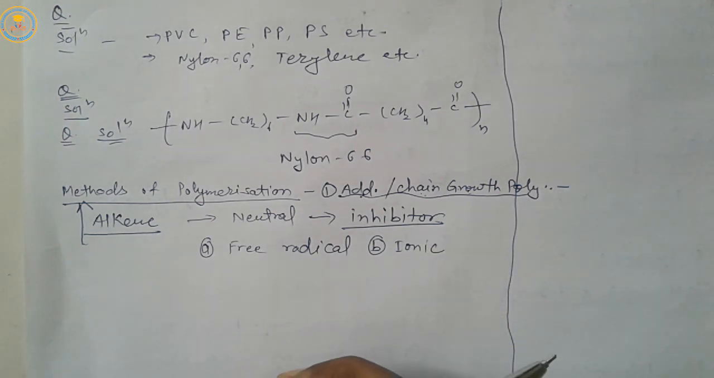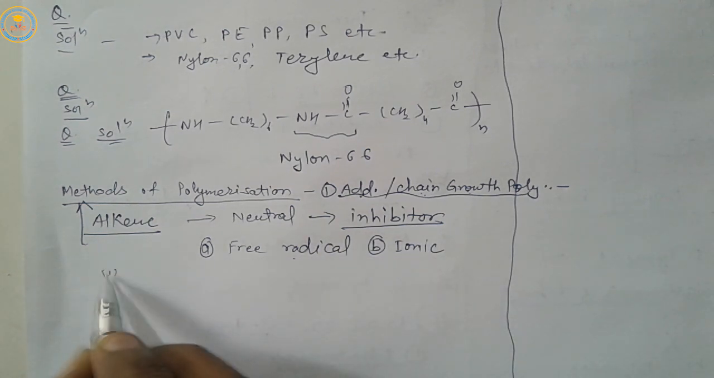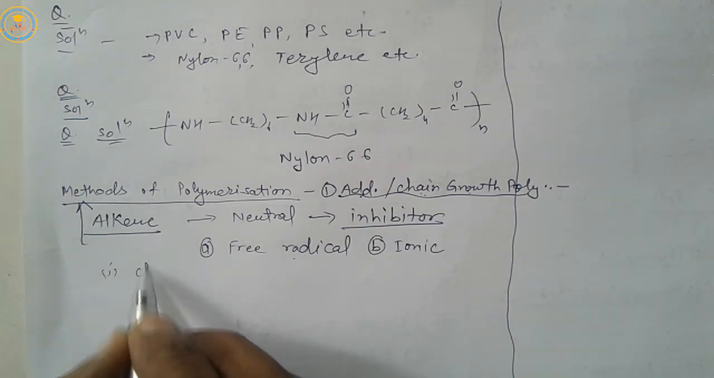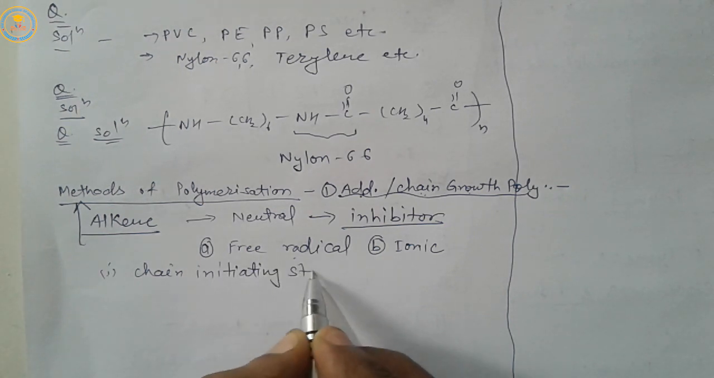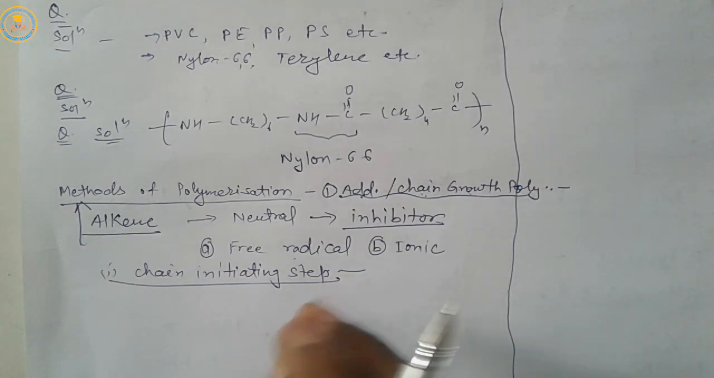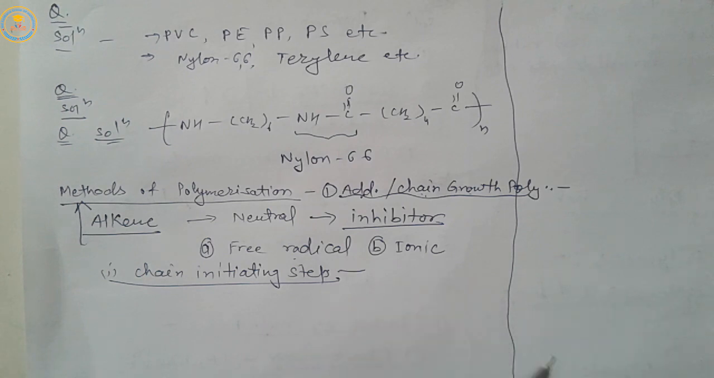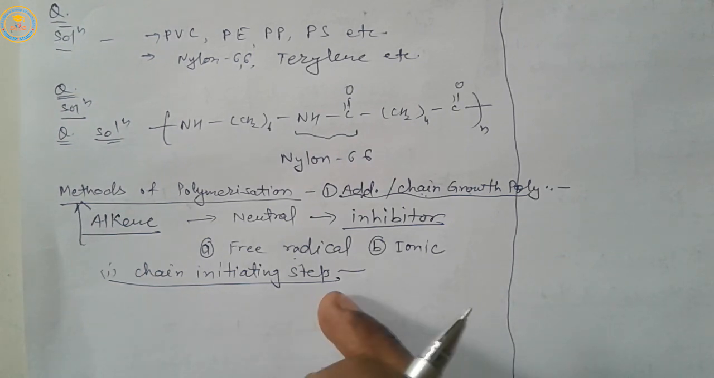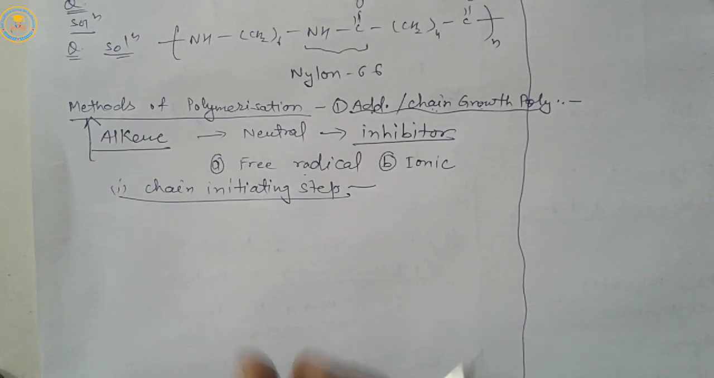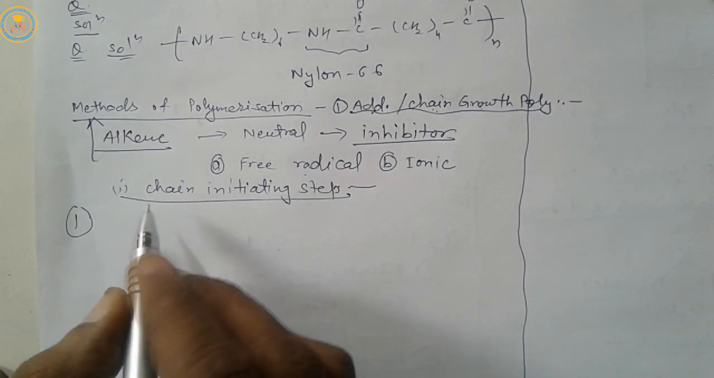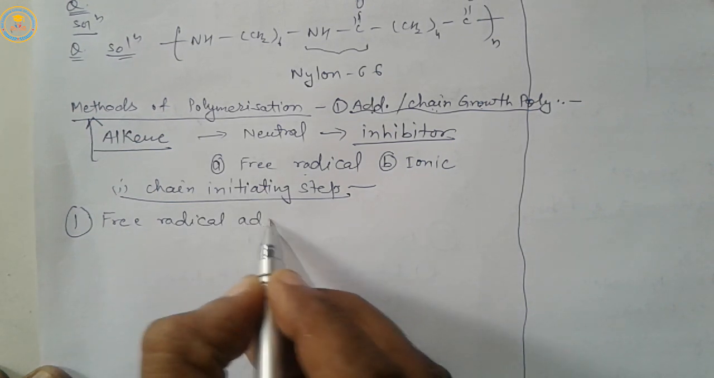There are three steps in both types of addition polymerization. First is the chain initiating step, second is the chain propagating step, and third and last is the chain terminating step. We have discussed these three steps in class 11. So first we read about free radical addition polymerization.